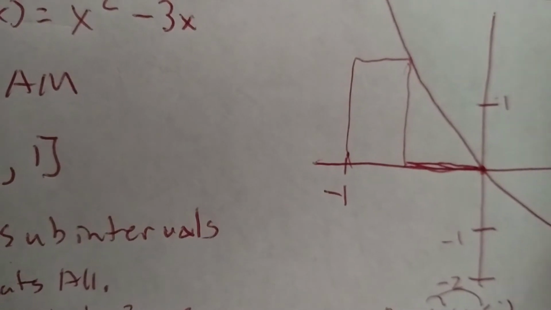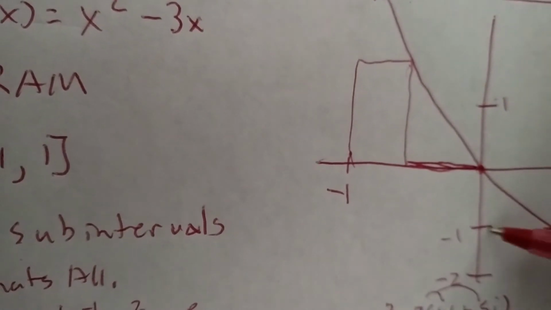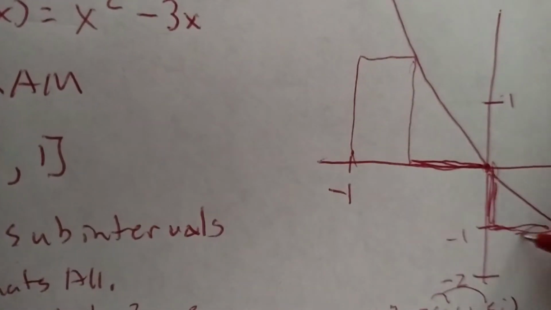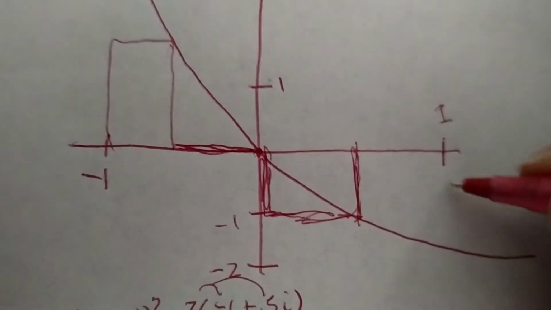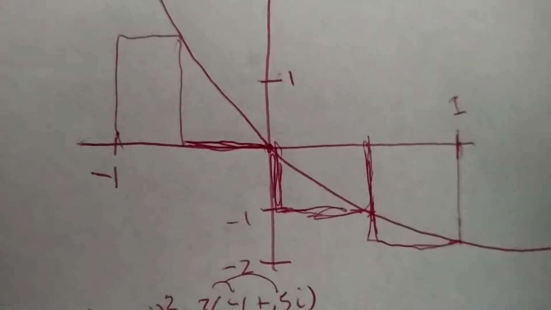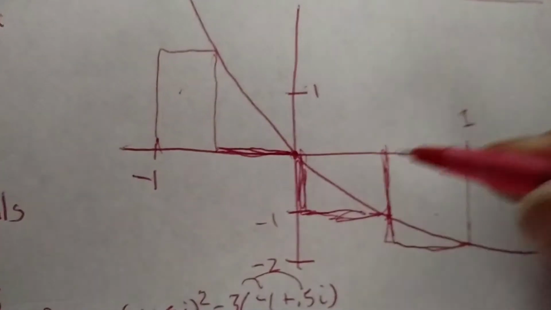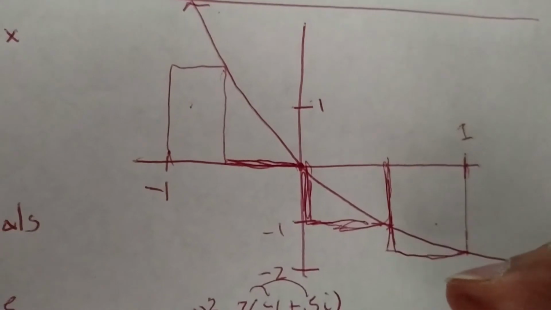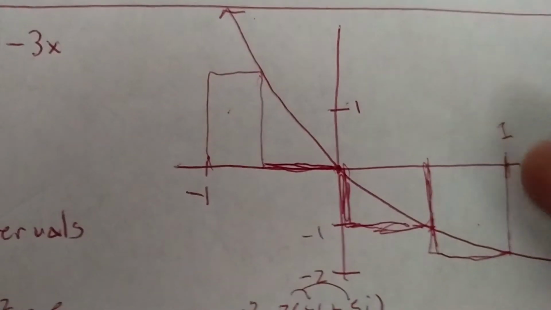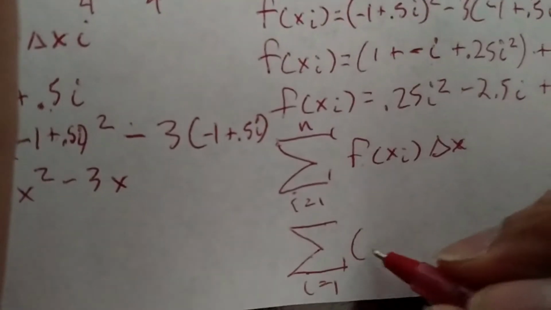And then here's 1, so the next one goes down. It's actually negative. It's a negative area. And this one goes down as well. Okay, so that's negative area, positive area. What's the whole answer going to be? I don't know. Is it negative or is it positive? We'll find out. It's probably going to be negative. There's more negative area.